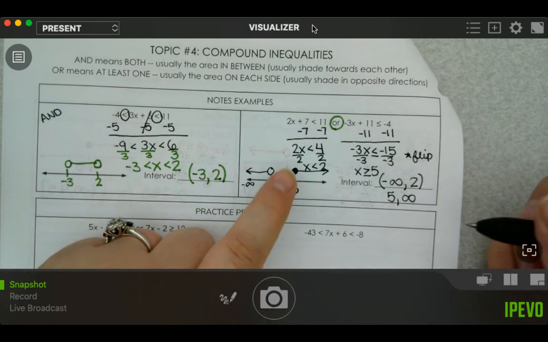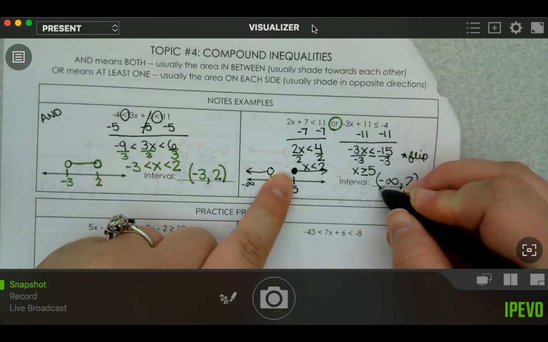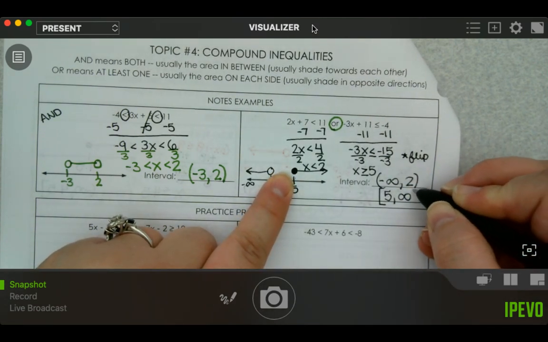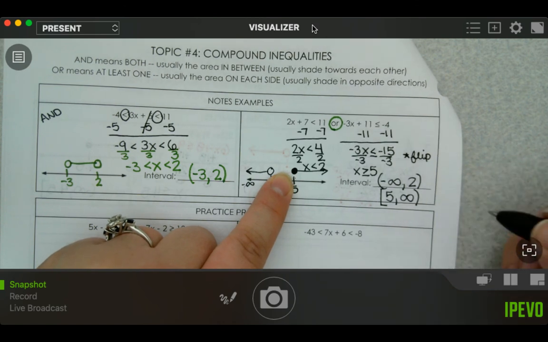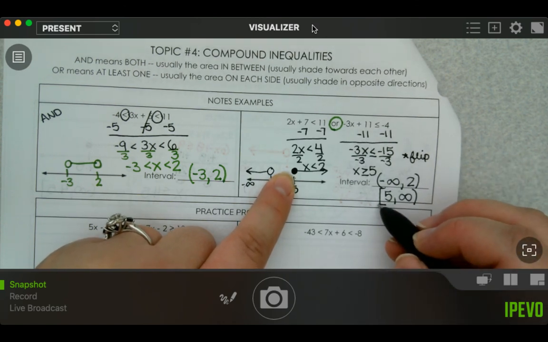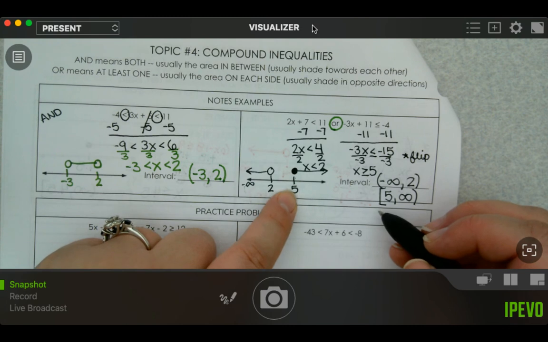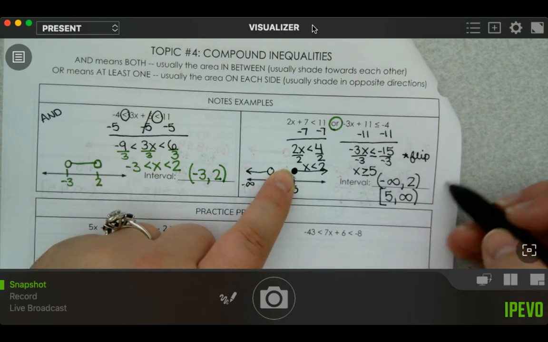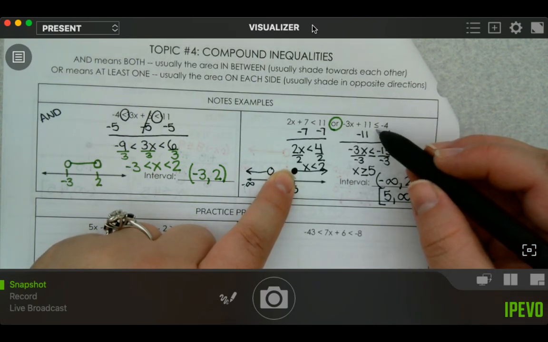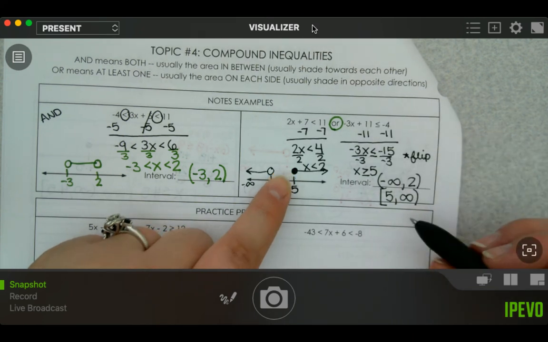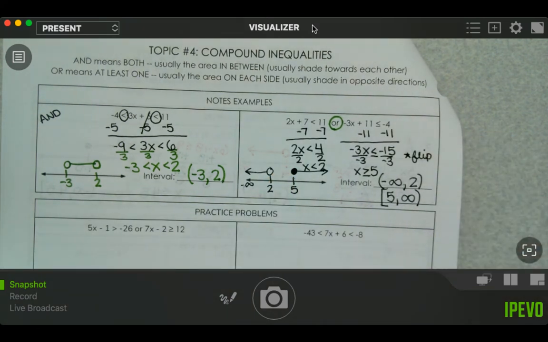And I do see a closed circle on the 5, so it gets a bracket, but the infinities always get parentheses. The reason why is because a bracket means it can be equal to, and you can equal 5 since it's closed, because it had the less than or equal to to start with. You can't equal infinity, so it will never get a bracket.